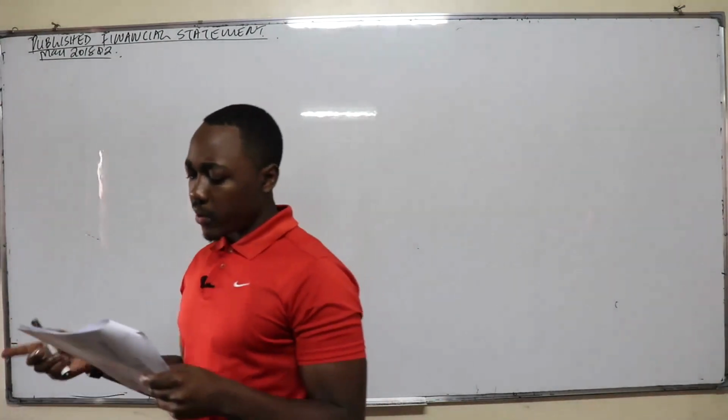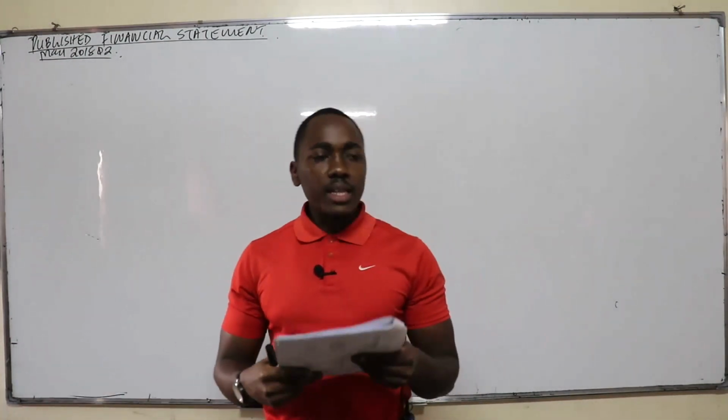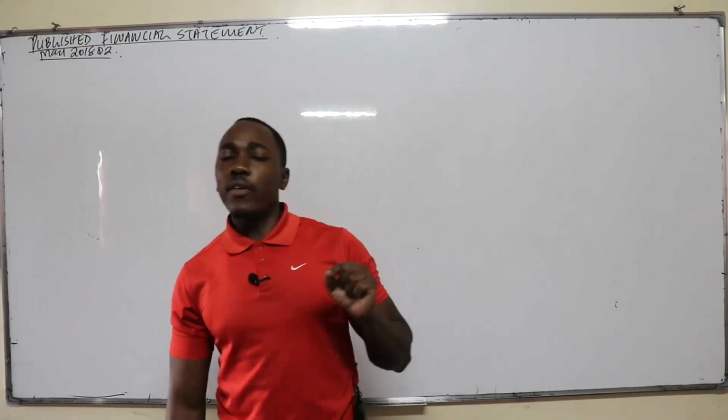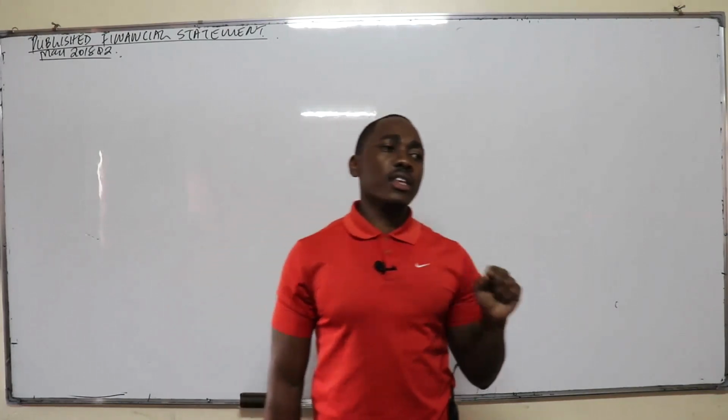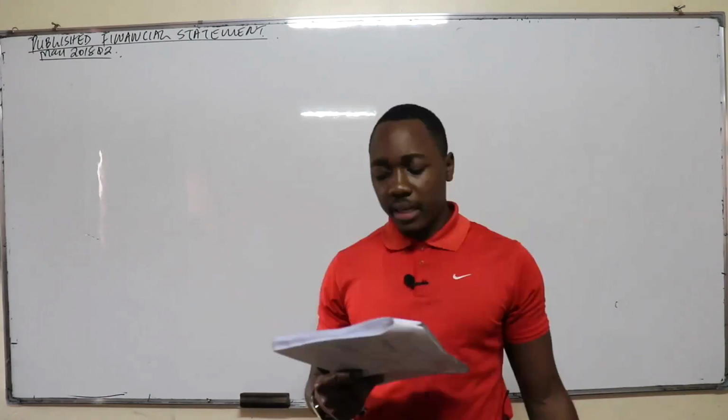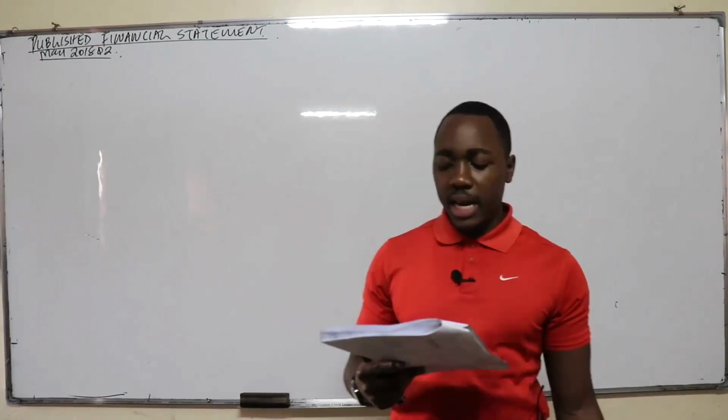Then number 2, summarize the recognition requirement for provision, contingent liability, and contingent asset. You see that provision should only be recognized if probability of occurrence is more than 50%. And then contingent liability and contingent asset, both of them, they should not be recognized. They should only be disclosed. That's all, nothing else.